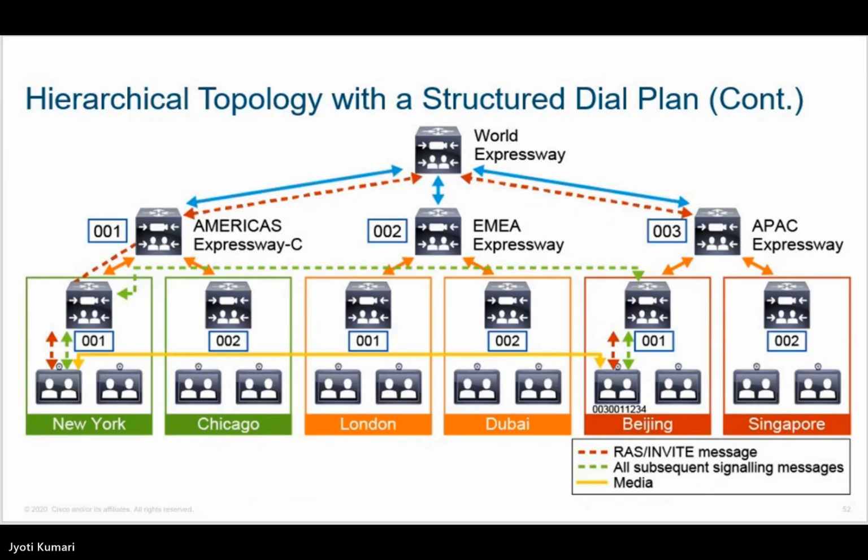Without optimal call routing, this call would go through all the five Expressway C servers that we see here in the call path. But with optimal call routing enabled, the regional and the World Expressway C servers will drop out of the call path, and the signaling will go directly between New York and Beijing in this case when the call is being connected. The media will go directly between the endpoints, like we discussed in RTP, RTCP.